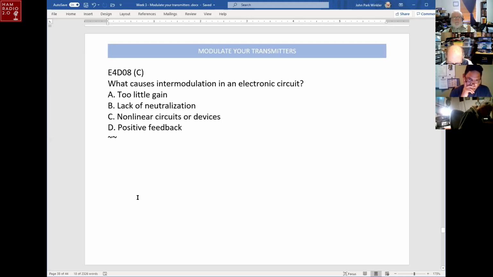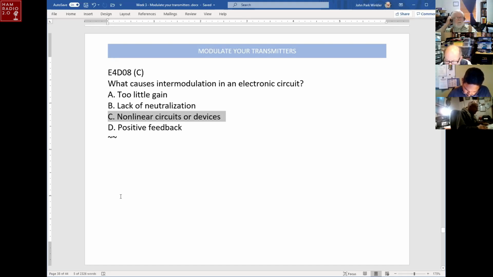What causes intermodulation in an electronic circuit? The answer is nonlinear circuits or devices. Intermodulation can be measured in stereo audio equipment, and you want it to be as low as possible. So you want that linear amplifier.